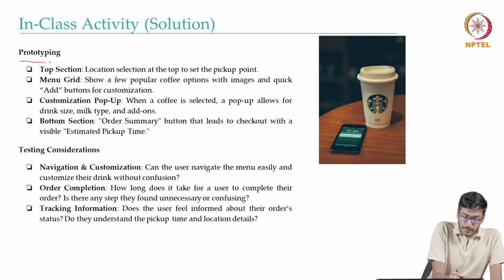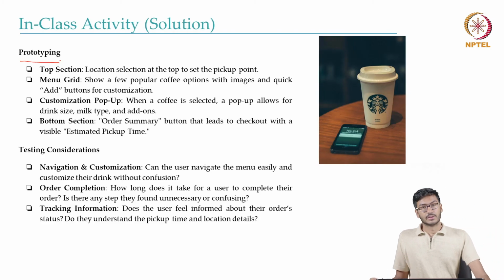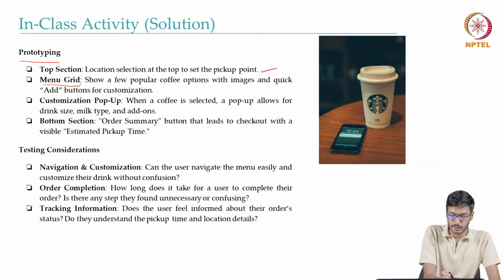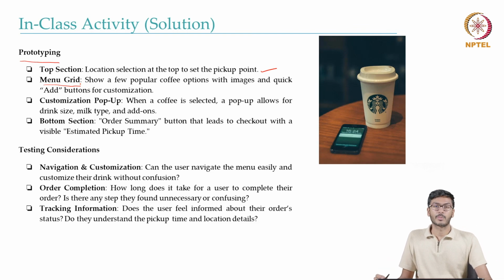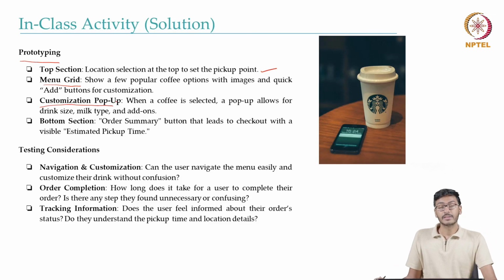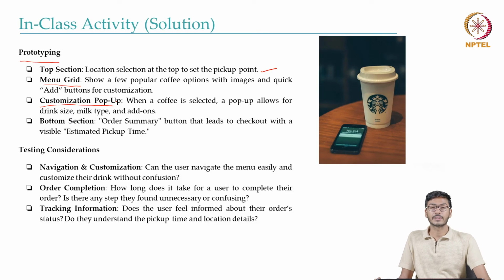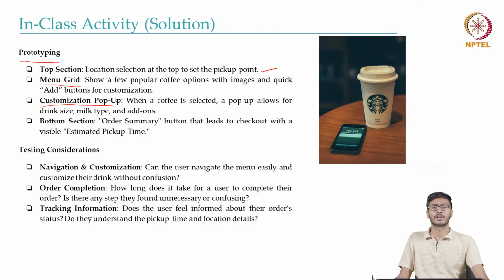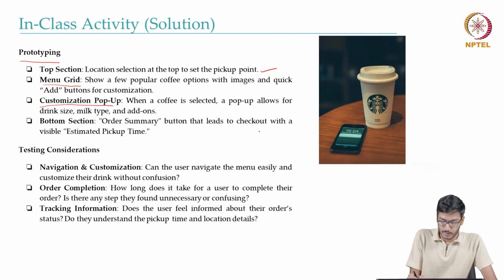We move on to the prototyping portion where we make a basic sketch for the app. The top section may include the location to select the pickup point. The menu grid may include coffee options, some popular ones. The customization may also be included. When the coffee is selected, a pop-up appears to customize the drink. And then the bottom section may include the order summary that leads to a checkout with an estimated pickup time.